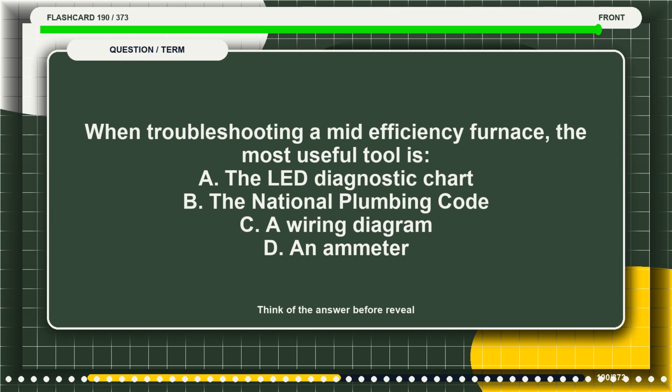Flashcard 190. When troubleshooting a mid-efficiency furnace, the most useful tool is A. The LED diagnostic chart, B. The National Plumbing Code, C. A wiring diagram, D. An ammeter. Think of the answer before the reveal.